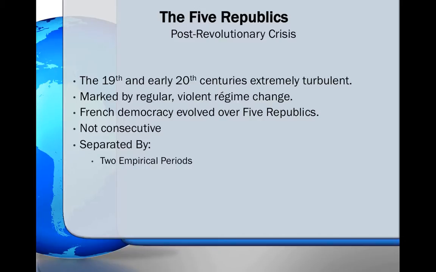They were separated by 2 imperial periods, the First and Second Empire, the Bourbon Restoration, which was a time period in which the House of Bourbon, which had controlled France for over 1,000 years, had reasserted its control over France for a period of time, as well as the German invasion. And upon their arrival, they established what is known as l'État français, which was more or less a Nazi puppet regime and a German satellite state.